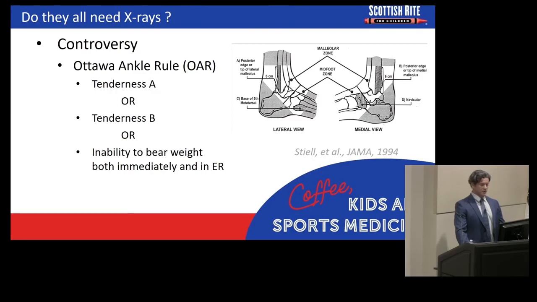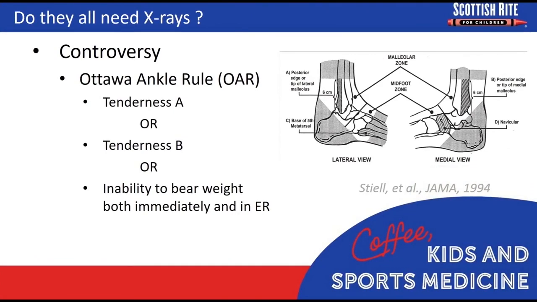So the Ottawa ankle rules developed back in '94 basically say that an ankle series is only required if there's pain in the malleolar zone, medial or lateral, bone tenderness at the distal 6 centimeters of the fibula or the distal 6 centimeters of the tibia, and then to the edge of the tibia or fibula. And then if there's any tenderness to palpation at the base of the 5th metatarsal or the navicular. So tenderness at A, this is A here, tenderness at B, or inability to weight bear both immediately and up to 4 hours after presentation.